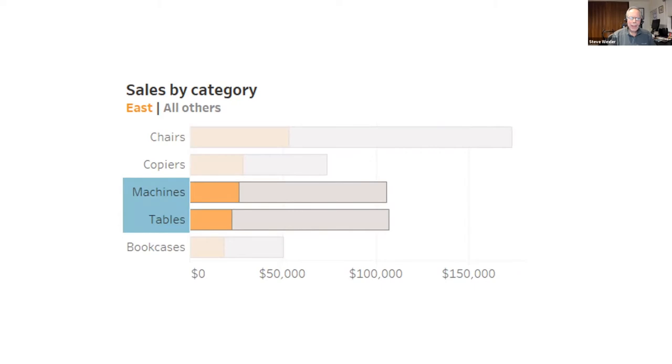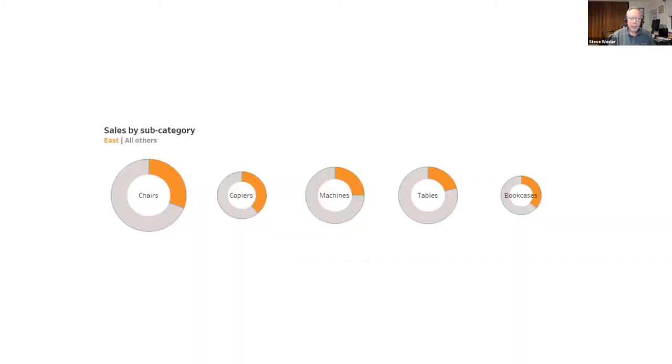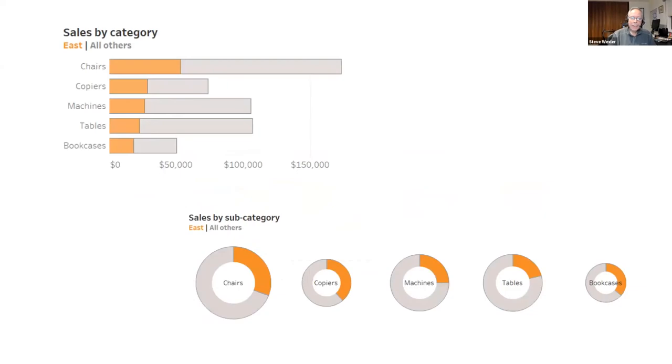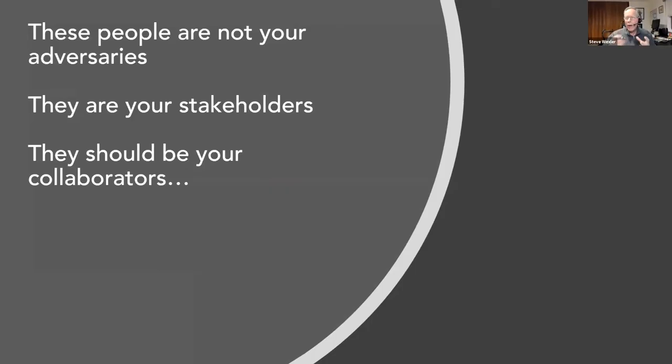Let me show you what this looks like as a donut chart. Useless. Looks cool, but try to make comparisons. Try to learn anything from this. It's really bad.